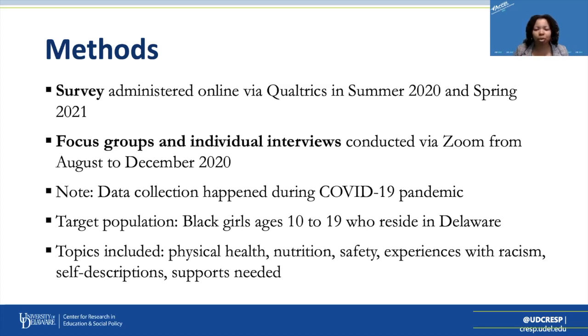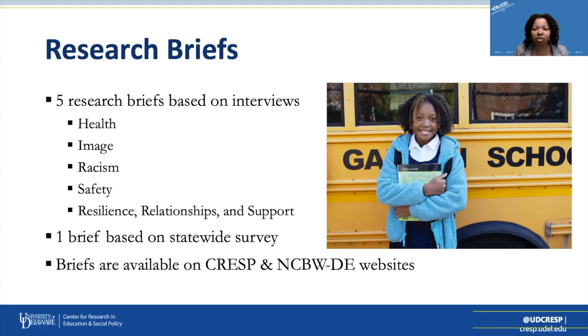And we covered a number of topics, including physical health, nutrition, safety, school experiences, and supports that Black girls felt they needed. Next slide, please. So our research resulted in 6 briefs, 5 of which are based on our interview findings and 1 based on our survey findings. These briefs can be found on the CRESP website or the National Coalition of 100 Black Women Delaware chapter website. And these briefs go very in depth with our findings and recommendations. Today, I'll be sharing select findings from those.